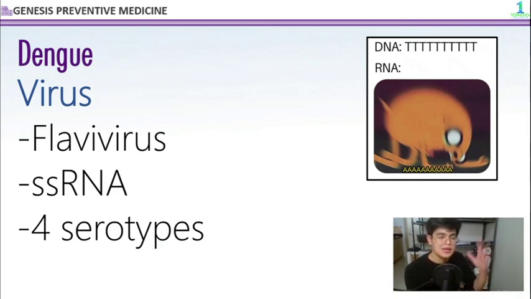Secondary infection with a different serotype will predispose a patient to severe infection. So this is what occurs in cases of hemorrhagic shock or DSS, dengue shock syndrome, wherein there is an amplified response to the different dengue serotype, and therefore complicating the initial infection.